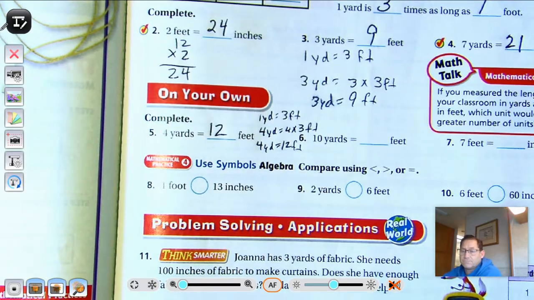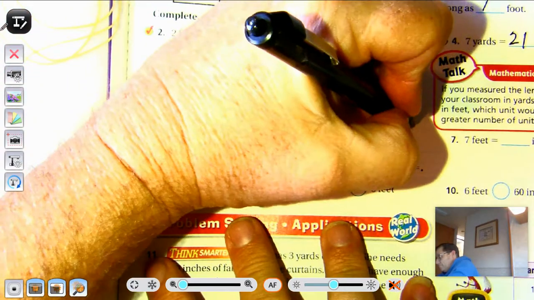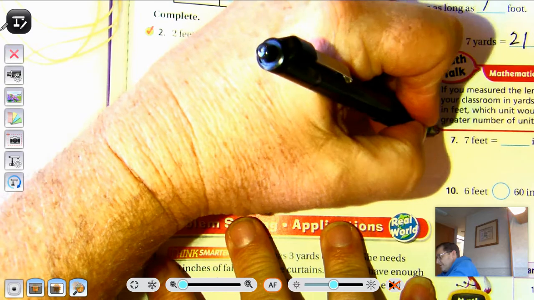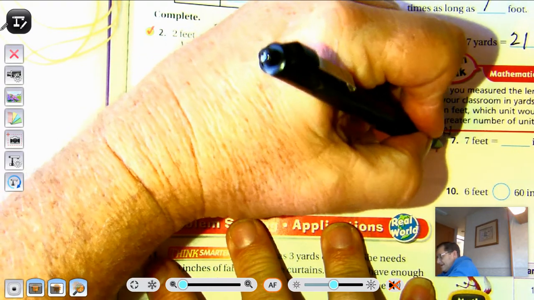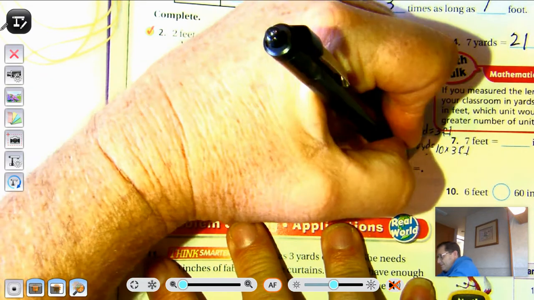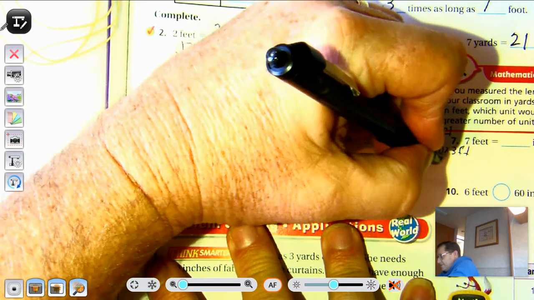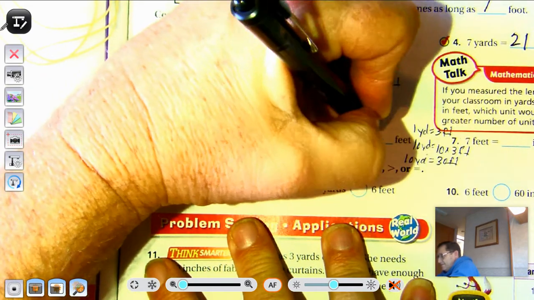10 yards. Same thing again. If 1 yard is 3 feet, then 10 yards is 10 times 3 feet. So 10 yards is 30 feet.